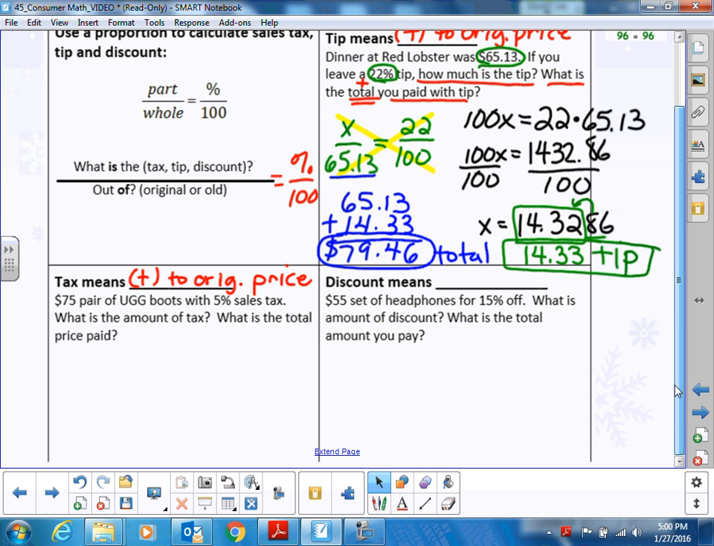Now let's read through, and we're going to highlight what we need to know. A $75 pair of Ugg boots with a 5% sales tax, and they want to know what is the amount of the tax. And then the second question says, what is the total price paid? So remember, we're going to add on for tax because it's an additional cost. So let's set up our proportion.